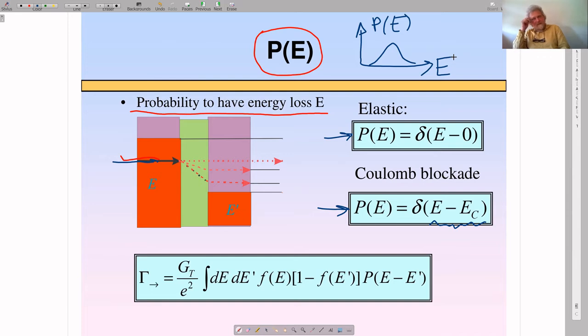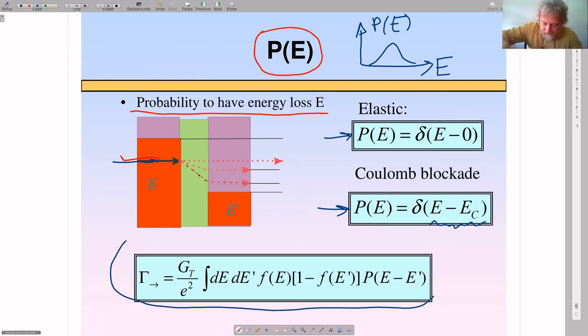Right. Why is it so? We will discuss a little bit later. Let me now notice that if we know this function, there's no problem to compute tunneling rate, to compute the current through the junction. How do I do this?